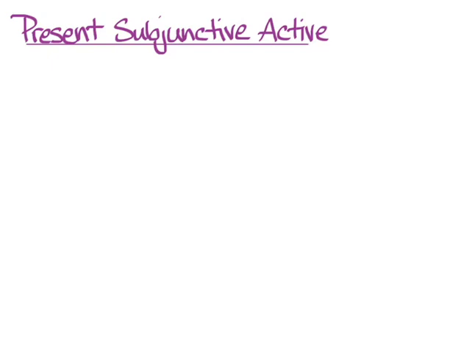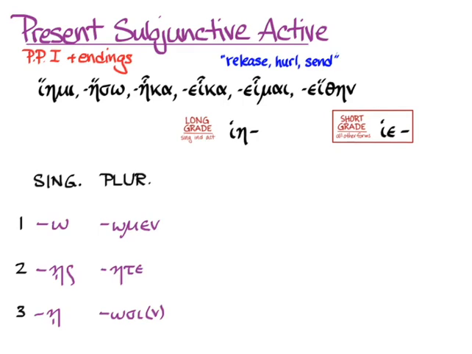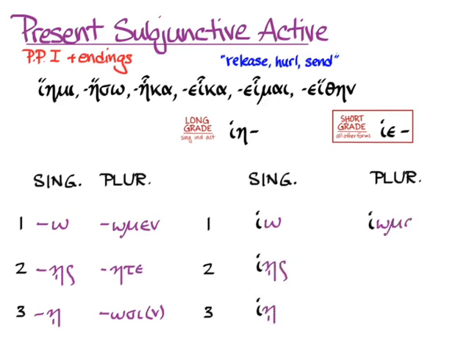Now we move on to the subjunctive mood. The present subjunctive active is not indicative anymore, so we'll be using the short grade and the first principal part with the same subjunctive active endings you've been using for a really long time. And what's going to happen is that the short epsilon of the short grade stem is going to contract with the subjunctive endings. And so what we get is ἱῶ, ἱῇς, ἱῇ, ἱῶμεν, ἱῆτε, ἱῶσι, with a new movable nu possible. And that's recessive accent, although it maybe didn't sound like it, because it's recessive accent with the rules for contraction.